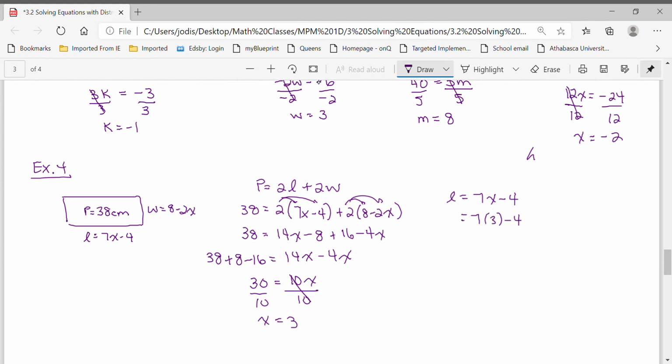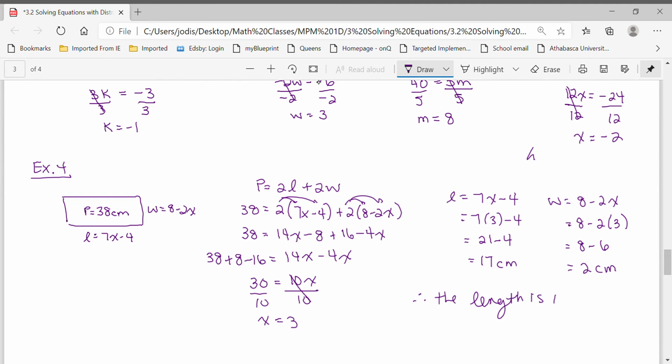So x was 3. So 7 times 3 is 21. Minus 4, we get 17. And now we know it's centimeters because they told us that the perimeter was 38 centimeters. My width, 8 minus 2x, so 8 minus 2 times 3, this is 8 minus 6, which is 2 centimeters. So then therefore, the length is 17 centimeters, and the width is 2 centimeters. Okay.